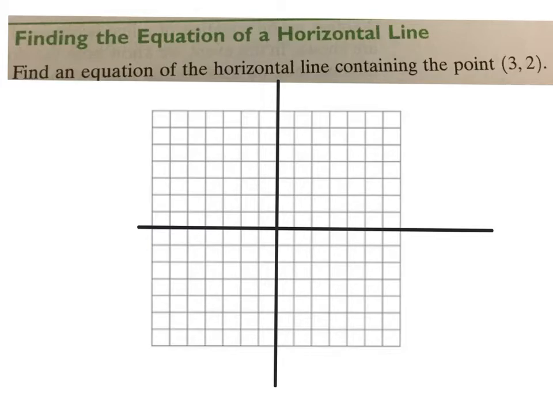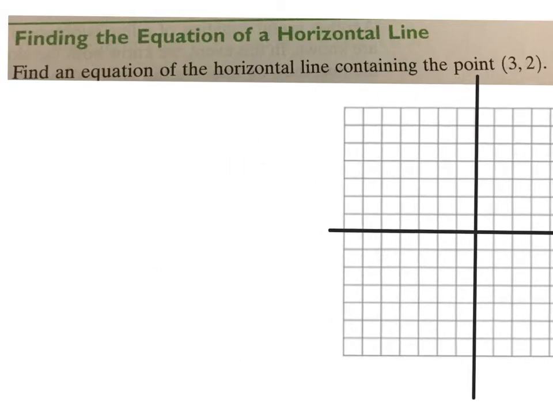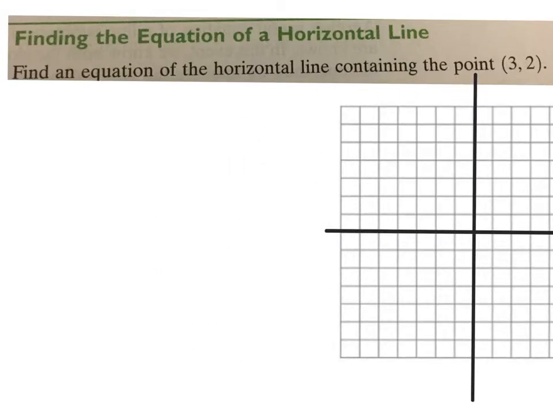So here we're told to find an equation of the horizontal line containing the point (3, 2). I'm going to show you a couple different ways you can do it. The first way is the way the book wants you to do it, or the way that they thought about this. That would be the equation of a horizontal line. So horizontal lines have a slope of what? Yes, 0. I told you I'm not on my game today. So the slope is 0.